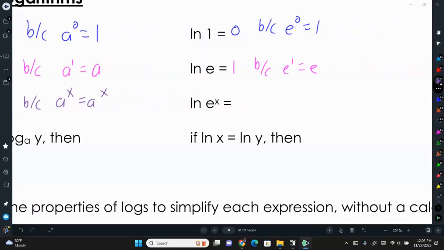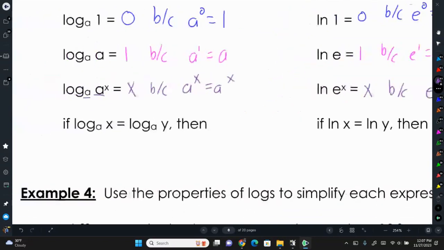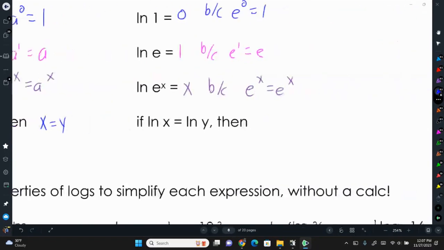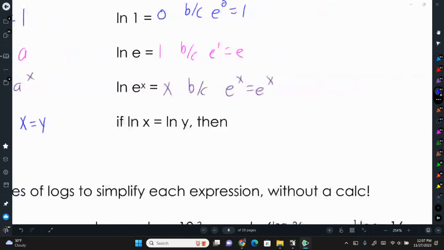And then we have, again, ln of e to the x is going to be x, because e to the x is equal to e to the x. And then finally, if we have two logs that have the same base, a and a, then the insides must be equal as well, x and y. Similarly, if we have the ln of x equals the ln of y, the insides must be equal as well.